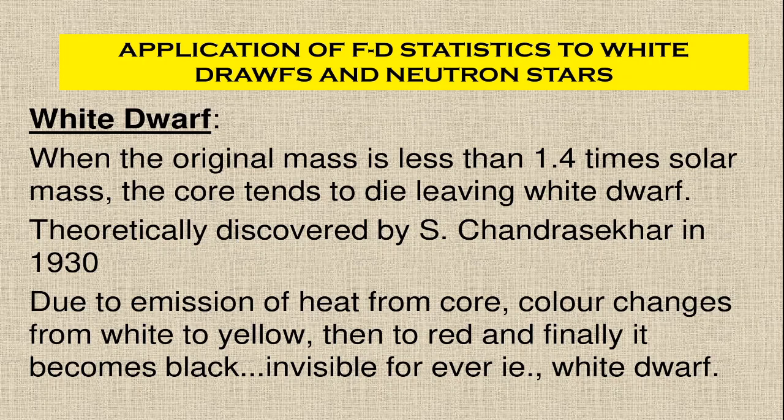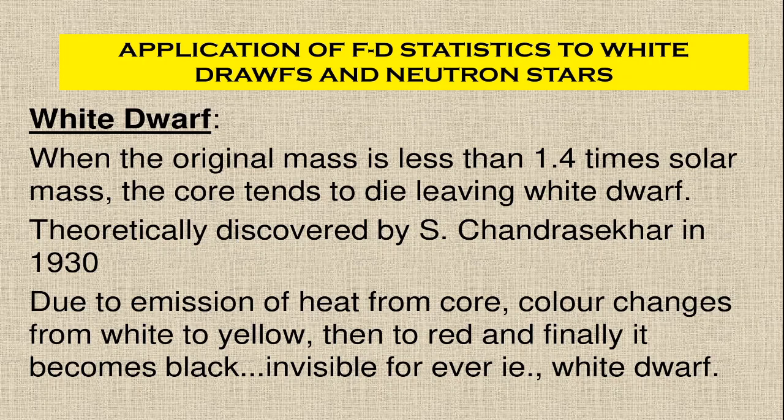When the original mass of the star is less than 1.4 times the solar mass, then the core of the star tends to die, leaving a white dwarf. This was theoretically discovered by S. Chandrasekhar in 1930 and is known as the Chandrasekhar limit. Many times we come across this term. What is the Chandrasekhar limit? You should be very clear that it is regarding the white dwarf.